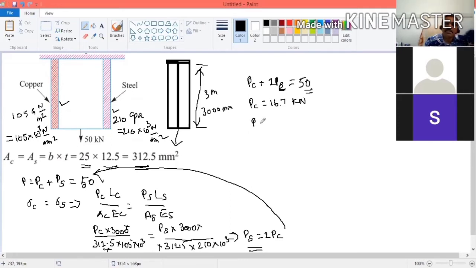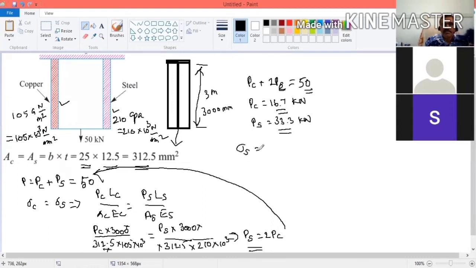What is PS? PS is equal to 33.3 kilonewton. We know that PS is equal to 2 times PC. PC is 16.7, so 16.7 into 2 will be 33.3 kilonewton, right? Now we got the value of PC and PS. Now what is the next step to find the stress?